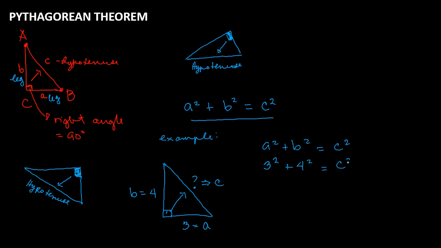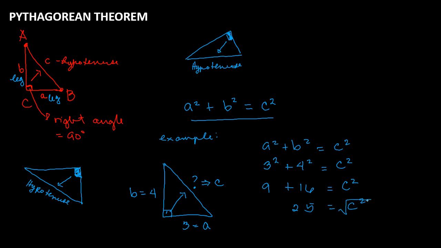Now do the math. 3 squared is 3 times 3, which is 9. And 4 squared is 4 times 4, which is 16. That is equal to c squared. Now add 9 and 16, you will have 25 as the sum, which is equal to c squared.